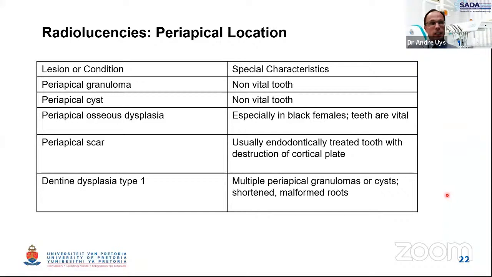Something that we deal with every day is periapical radiolucencies. When it comes to periapical radiolucencies, it's really important to take a proper history and do a thorough clinical examination of the patient, because that's going to tell you half of the story. A lesion or condition like a periapical granuloma or cyst is going to be associated with a non-vital tooth. Periapical osseous dysplasia is going to be in a specific group like black females, and the teeth are usually vital. A periapical scar is usually an endodontically treated tooth with destruction of the cortical plate. And then it can even be something like dental anomalies, like dentin dysplasia type 1, or some of the radicular type dysplasias, where you'll see periapical granulomas or cysts.